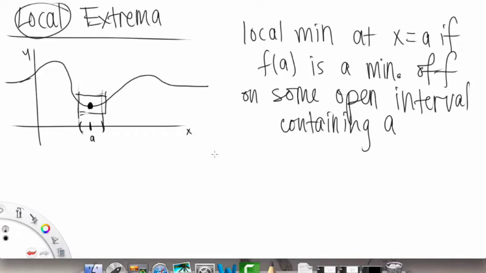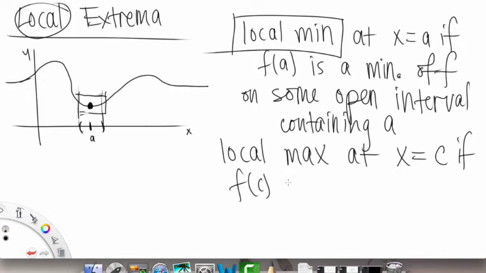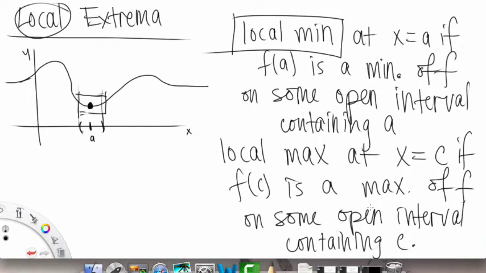Okay, so conversely, let's say we have a local maximum. So what does that mean? So I'll box this one. So that's a local minimum. And now what is the local maximum? So that is a local max at, we're going to say x equals c, if f of c is, it's going to be the same thing, a maximum of f. We're just going to replace minimum with maximum of f on some open interval, and this time containing c. Okay, so pictorially, on our graph here, let's look at this one.